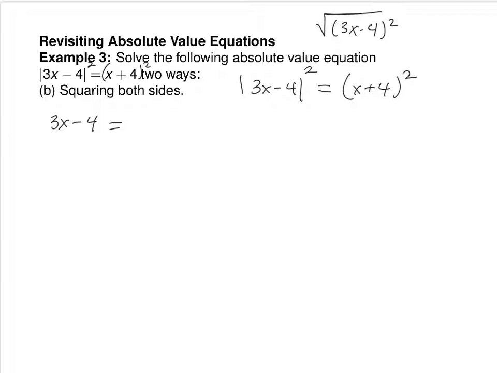So 3x minus 4 will equal, what does x plus 4 squared become? X squared plus 8x plus 16. And holy moly, I'm an idiot. If I have 3x minus 4 squared, I have to do 3x minus 4 multiplied by 3x minus 4, don't I? No wonder you were confused, because I was being stupid. I'm so sorry. So this should be 3x minus 4 squared equals x plus 4 squared. I'm so sorry.